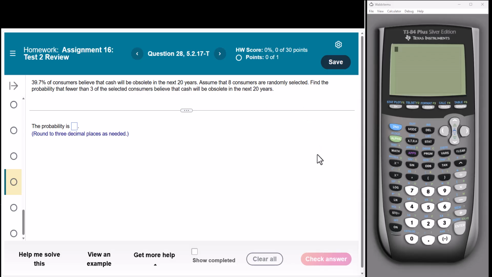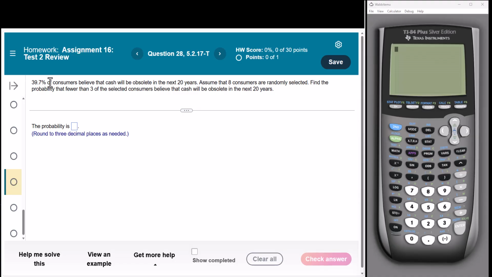The next thing you look for is lowercase p, or the probability of success on each trial, meaning the probability that it's true that a consumer believes this condition. Well, that's the first number we have here, 39.7%. In case I forget to mention this later, if something is given to you in a percent, always plug it in as a decimal. So 39.7% works out to be 0.397.